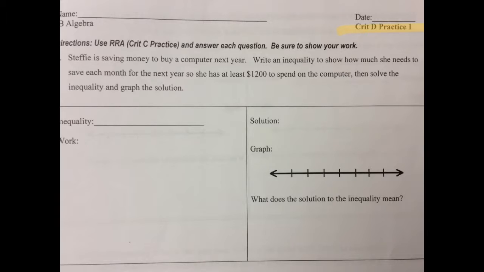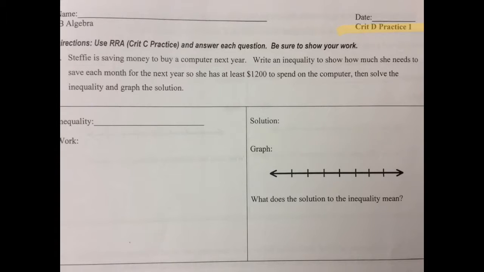All right, so number 1, Steffi is saving money to buy a computer next year. Write an inequality to show how much she needs to save each month for the next year so she has at least $1,200 to spend on her computer. Then solve the inequality and graph the solution.